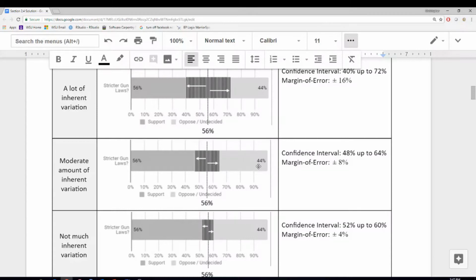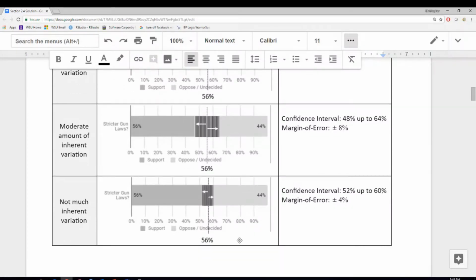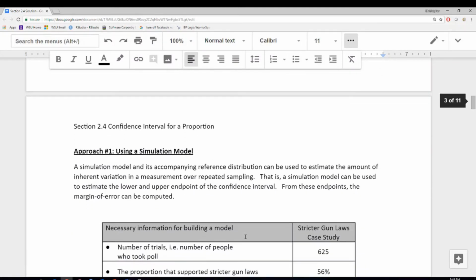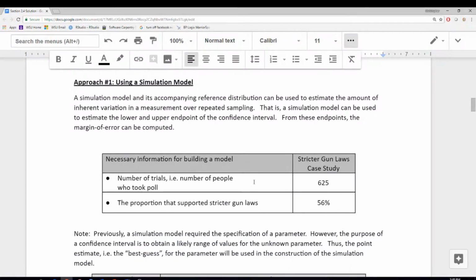So which situation are we in with this example? Do we have a lot of inherent variation, or do we have not much inherent variation? And that's what we'll consider next. We will use a simulation model to try to estimate how much inherent variation exists in this statistic, the 56%, over repeated sampling. So let's go ahead and look at a simulation-based approach.